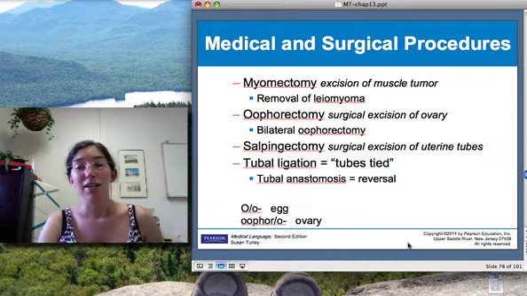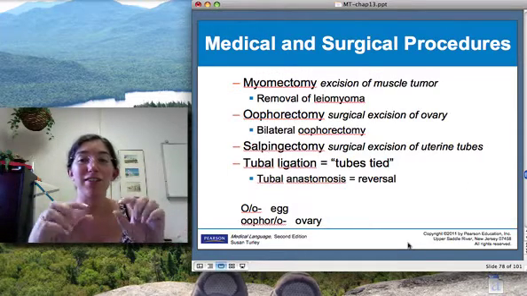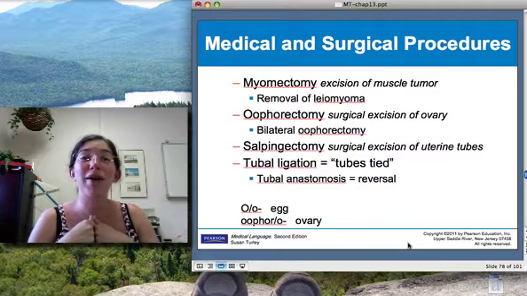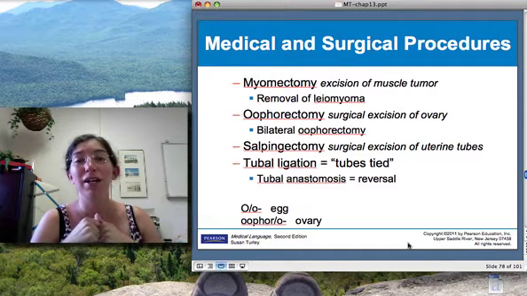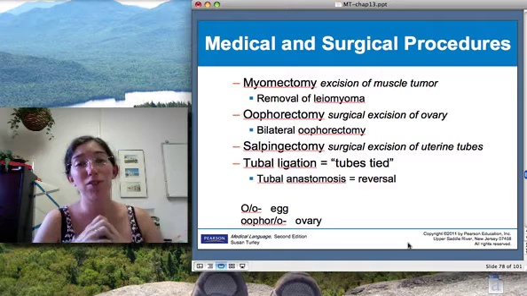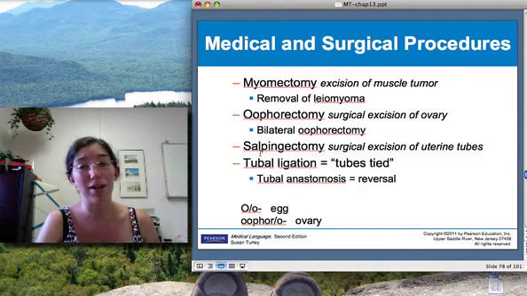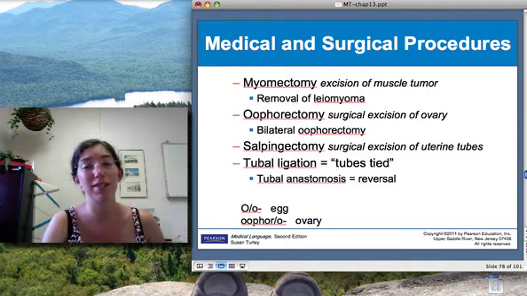Salpingectomy is the surgical excision of the uterine tubes. So my aunt, who had 2 ectopic pregnancies, had to have 2 salpingectomies as well to remove those ectopic pregnancies.